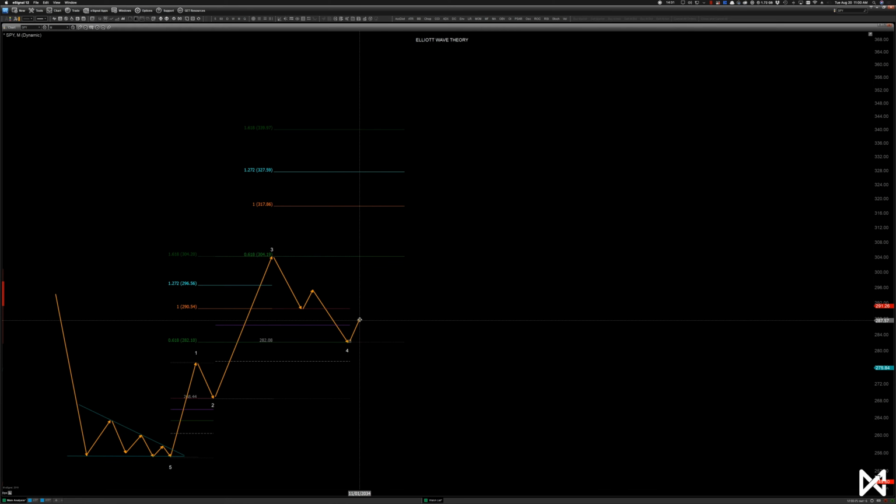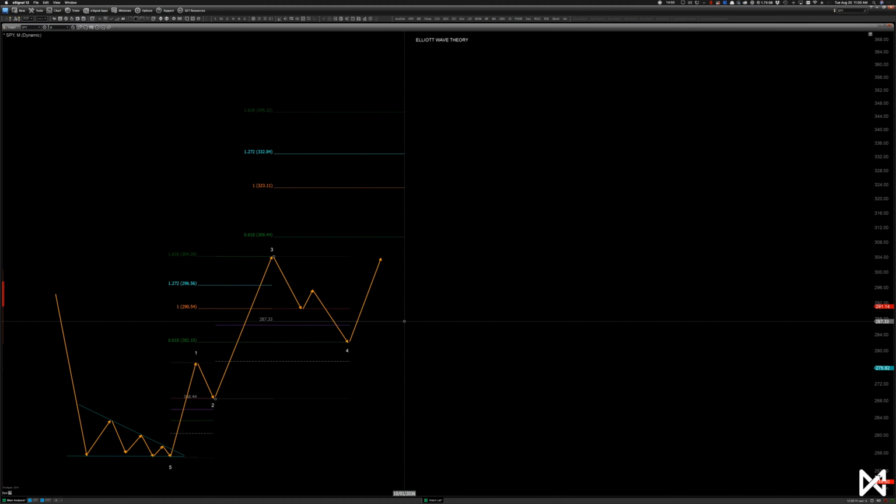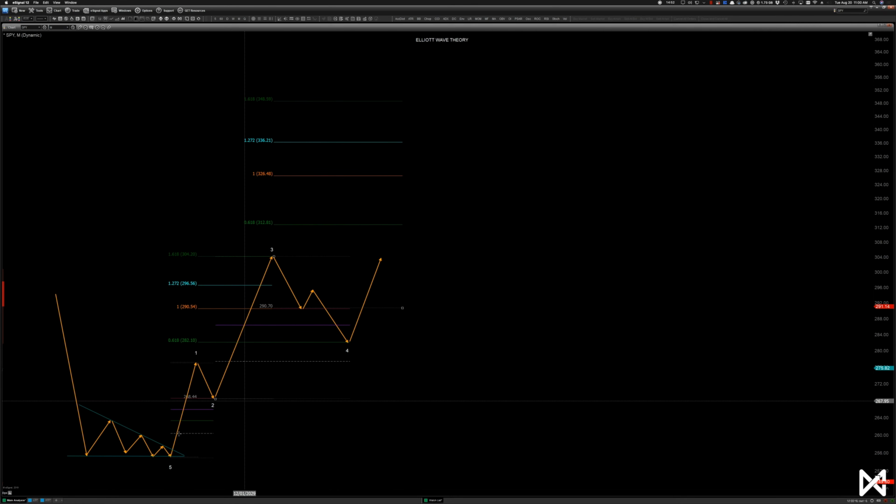So a lot of the times, you can see how perfectly this lines up. A lot of times, the best target for wave 5 will be the previous highs, the highs of wave 3. In this case, that's 0.618. Obviously, if the pullback, if wave 4 pullback ended at 0.382, that just means that the momentum is so strong, that the trend is so strong.